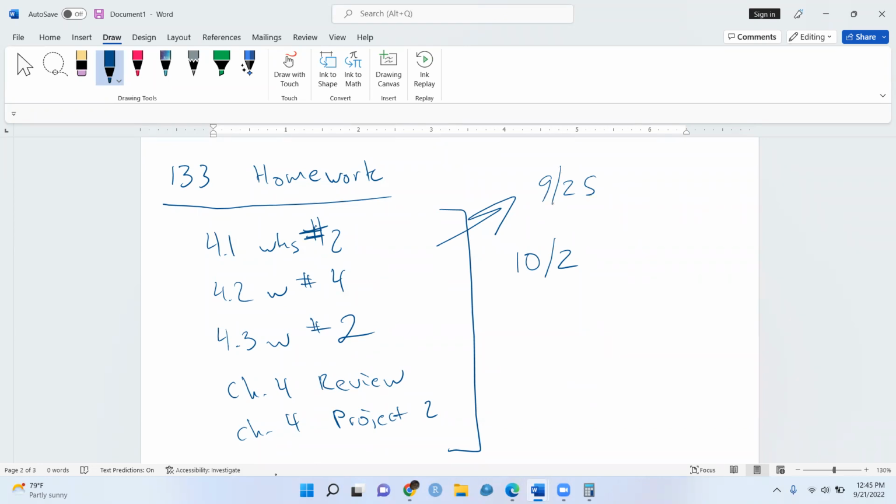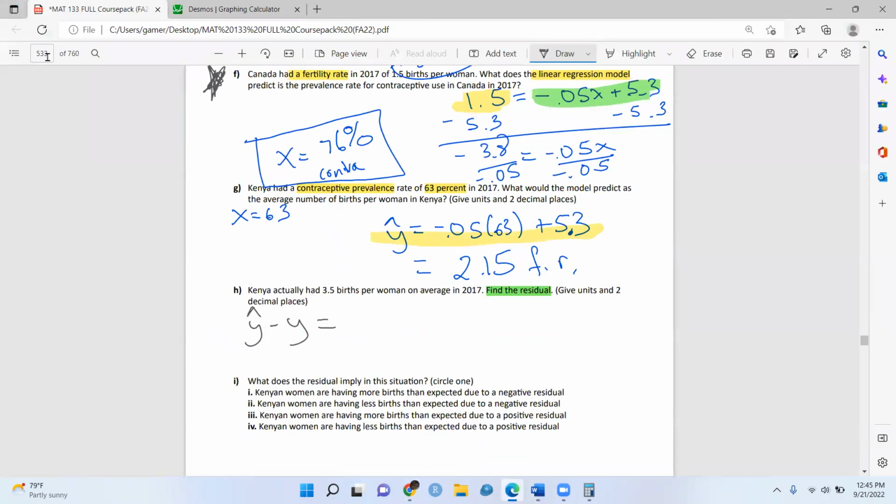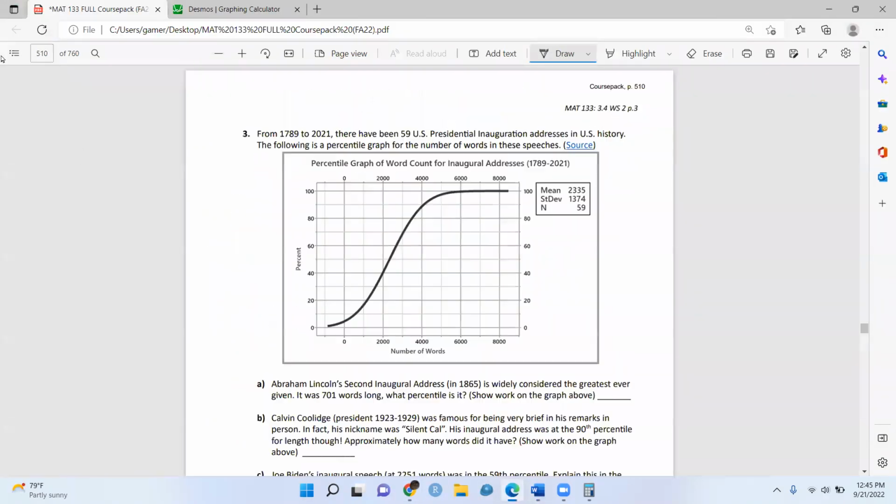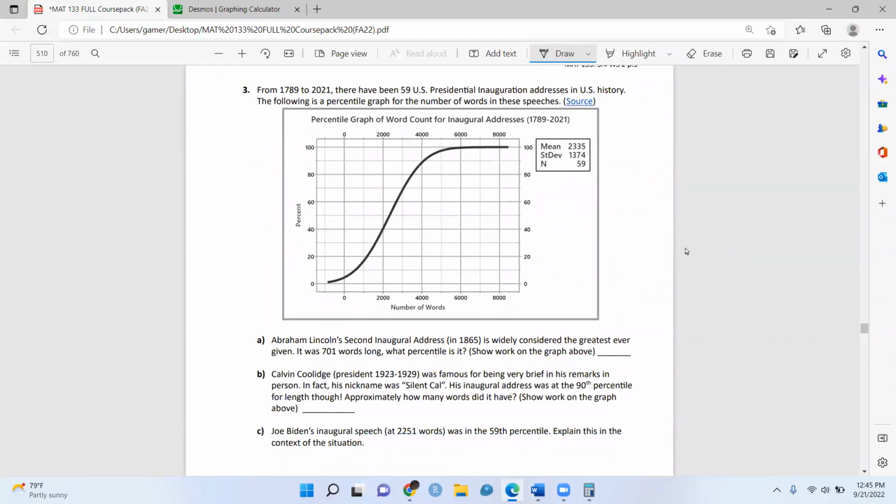What about the last page of 3.4? Let's do that right now. So that was page 510 here. Okay, what questions do you have?